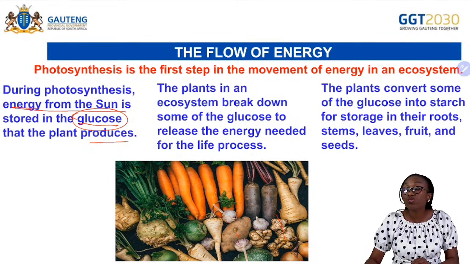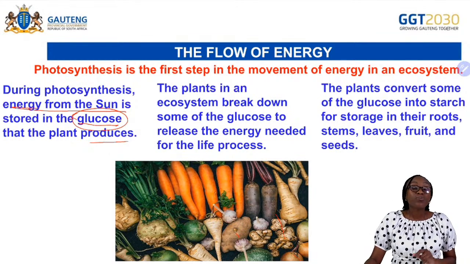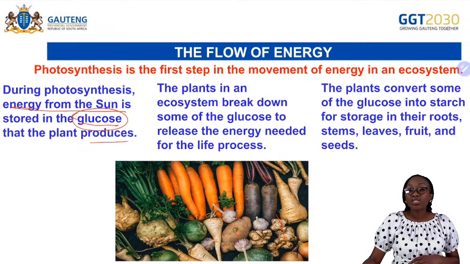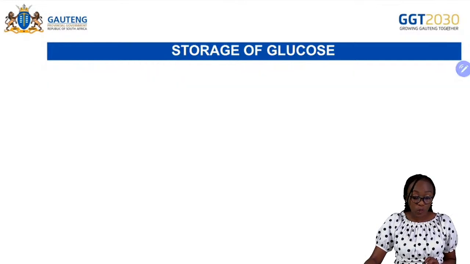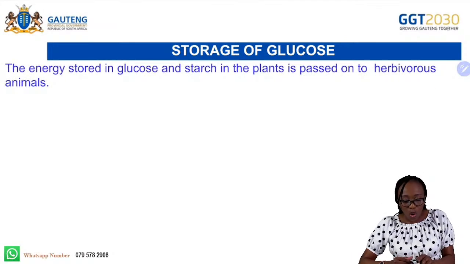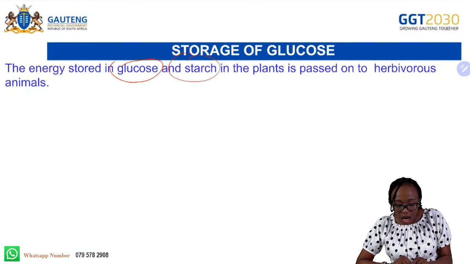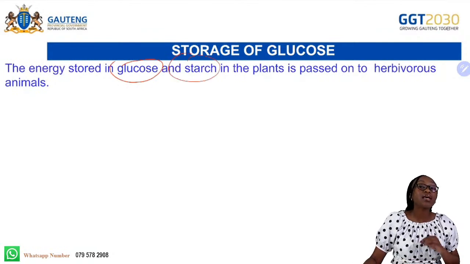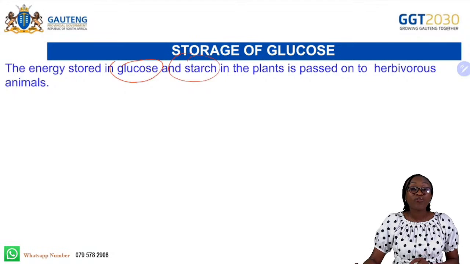So the plants use some of the glucose that it produces from the process of photosynthesis, and breaks down the glucose to release energy for the 7 life processes, and then the rest is converted into starch and stored. Now, let's talk about storage of glucose. So the energy stored in glucose and starch in the plants is then passed on to herbivorous animals.